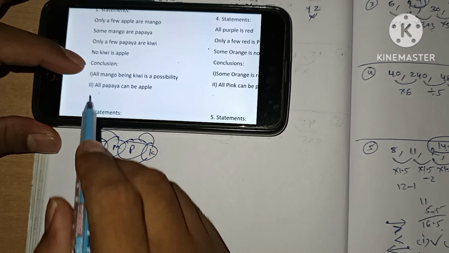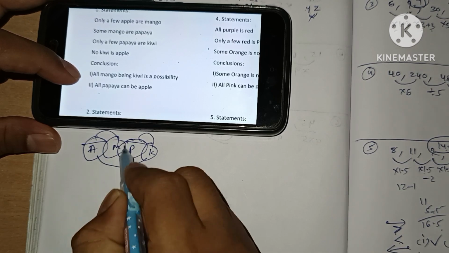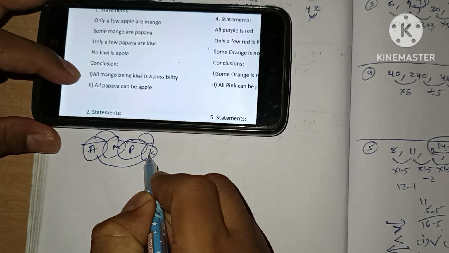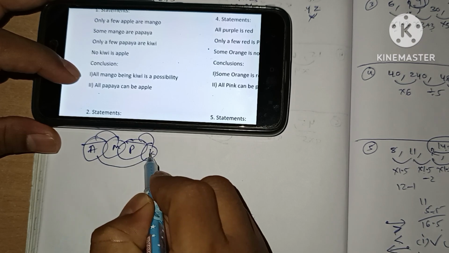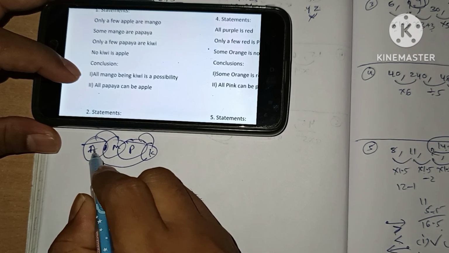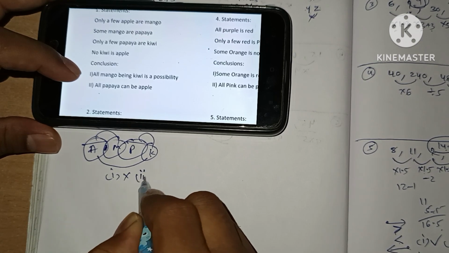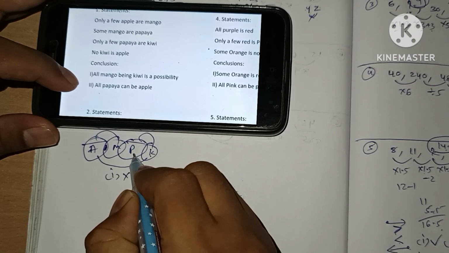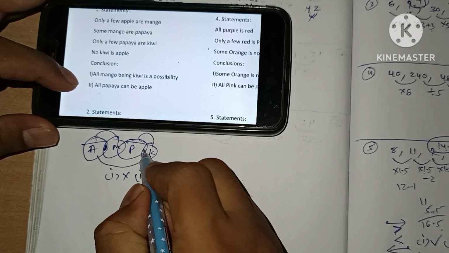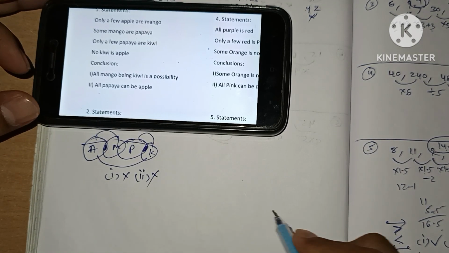Let's see conclusions. All mango being kiwi is a possibility. Can all mango be placed inside kiwi? We cannot place all mango inside kiwi because of this part of A. So the first conclusion will be false. Second conclusion, all papaya can be apple. Can all papaya be placed inside apple? No, because of this part. So the second conclusion is also false.